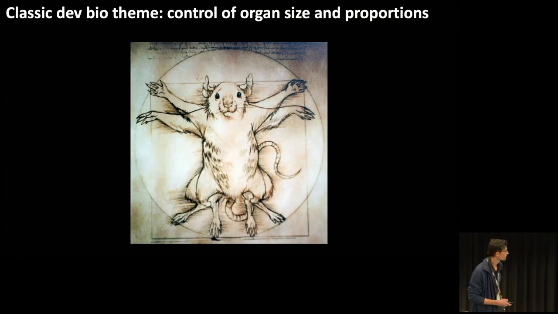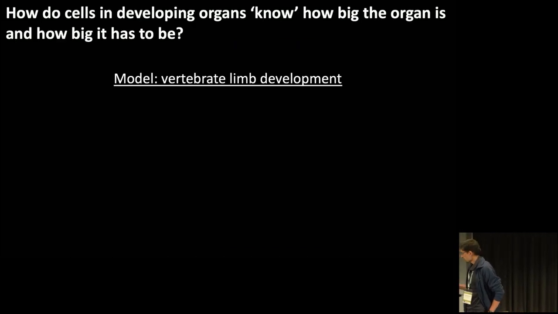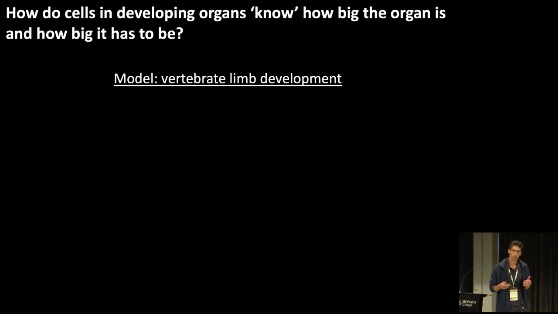So basically the idea is this classic developmental biology question of how the control of organ size and proportions is enabled in our bodies. If you think about it, at the end of the day, it's the combination of individual cell behaviors that leads to forming an organ of the right size and proportions. So the question really is, how do cells in a developing organ know, quotation marks, how big the organ is, but also how big it needs to be?